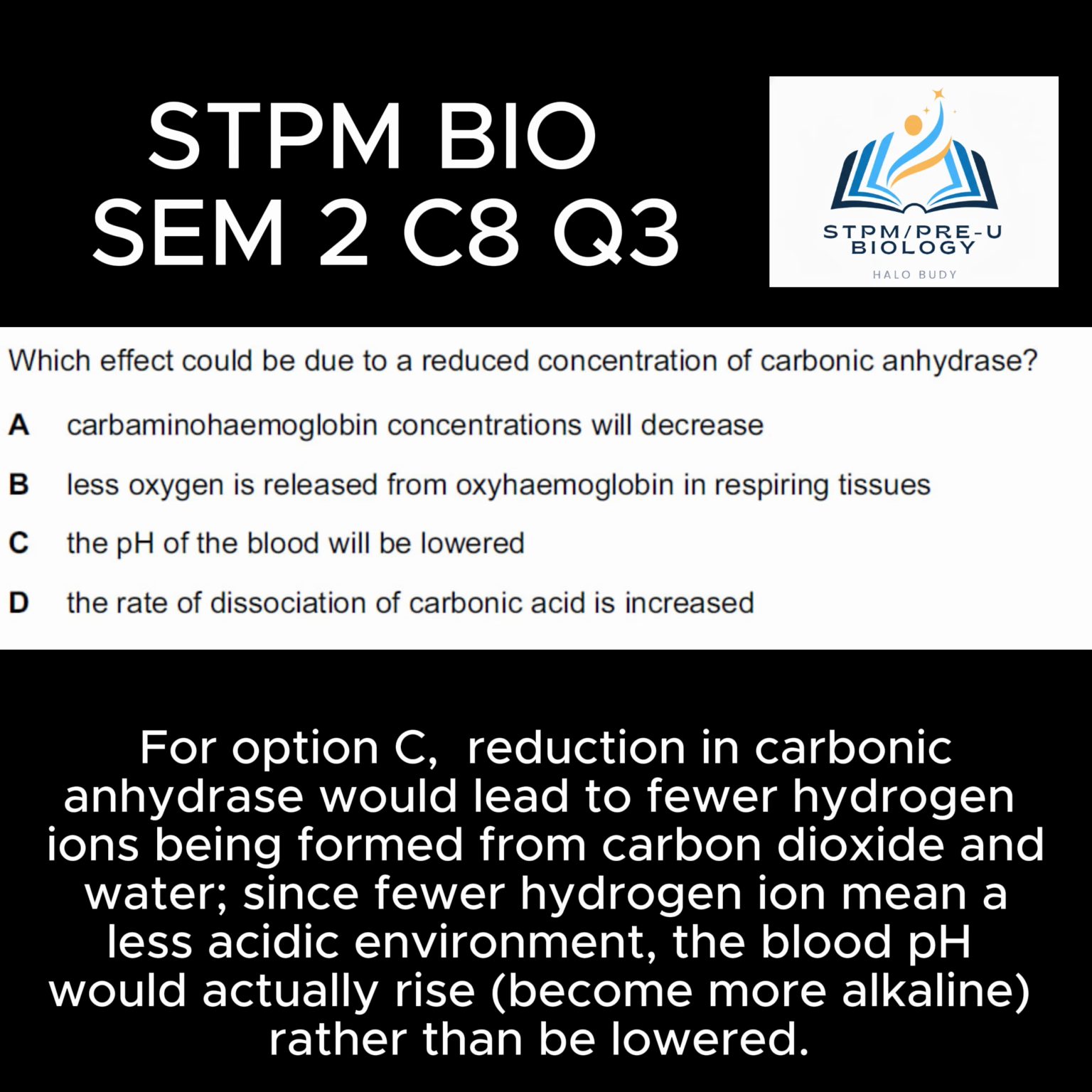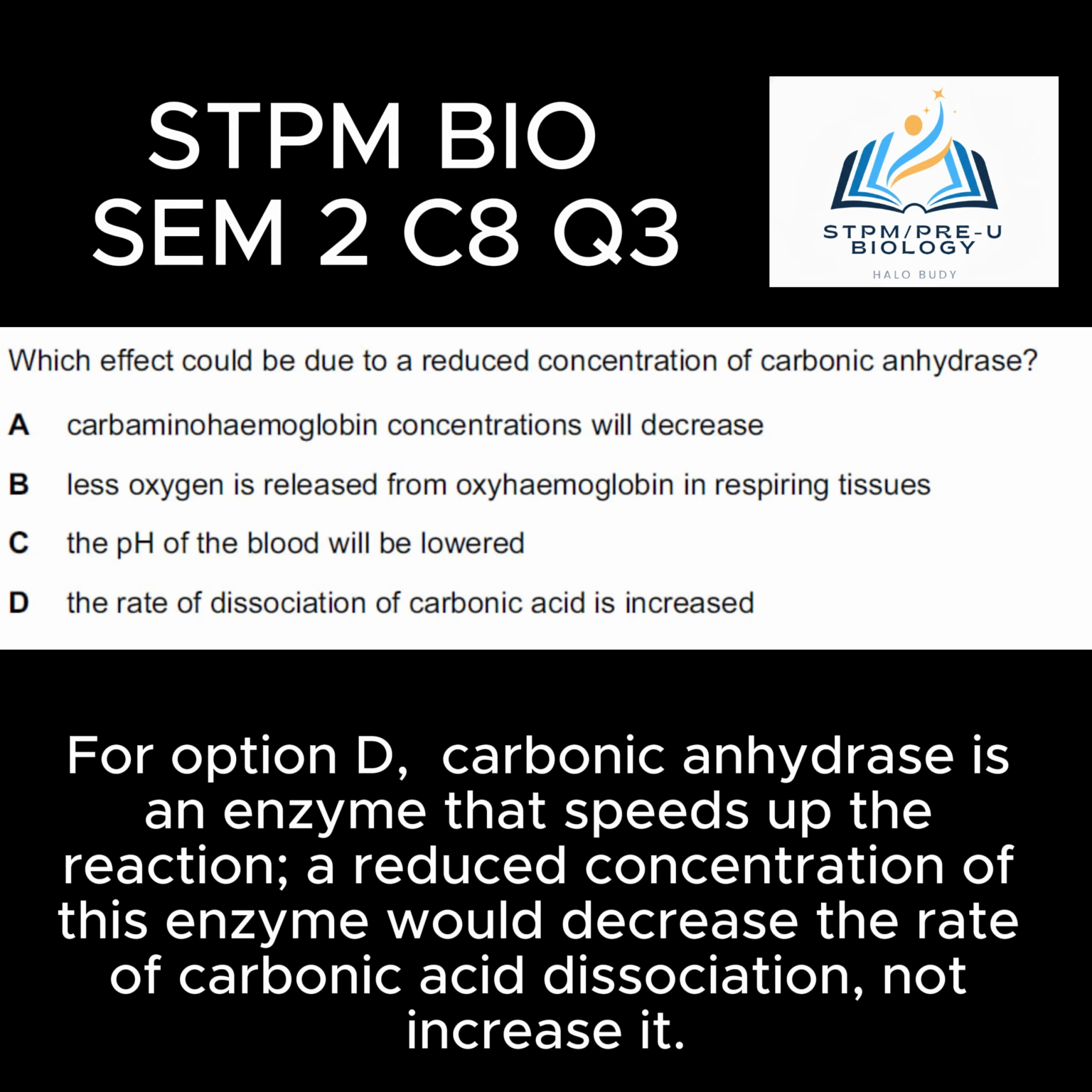For option C, a reduction in carbonic anhydrase would lead to fewer hydrogen ions being formed from carbon dioxide and water. Since fewer hydrogen ions mean a less acidic environment, the blood pH would actually become more alkaline rather than be lowered. For option D, carbonic anhydrase is an enzyme that speeds up the reaction. A reduced concentration of this enzyme would decrease the rate of carbonic acid dissociation, not increase it.